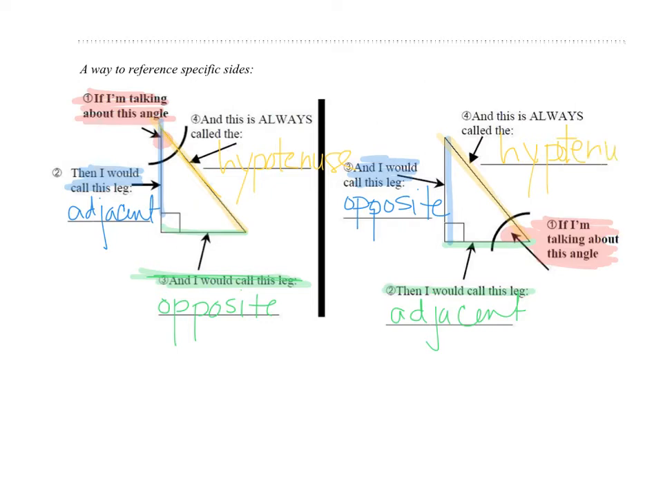So basically, the words adjacent and opposite are going to refer to the two legs, whether they're right next to the angle that we're talking about or opposite across from the angle that we're talking about. So adjacent and opposite are going to become super useful words that we have to understand. We're going to practice that.